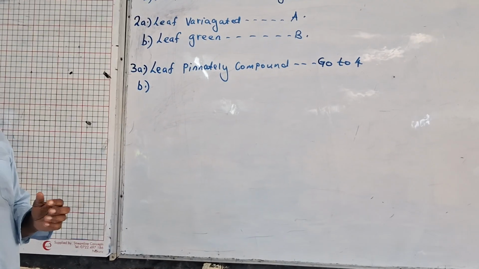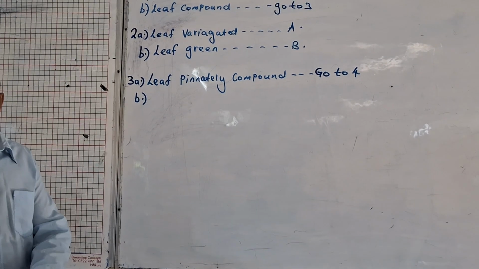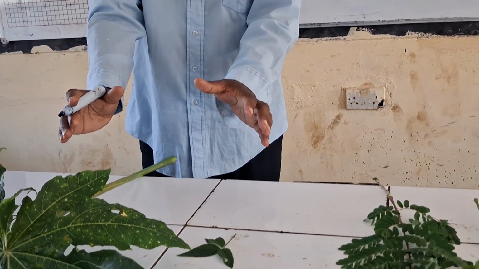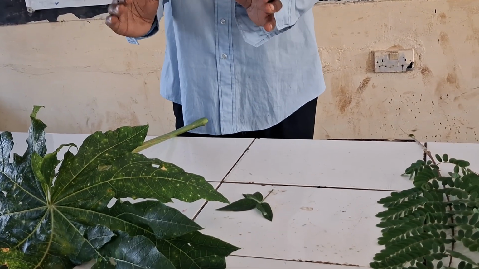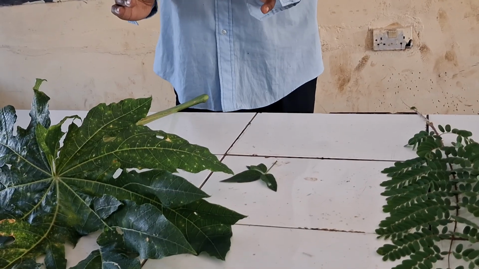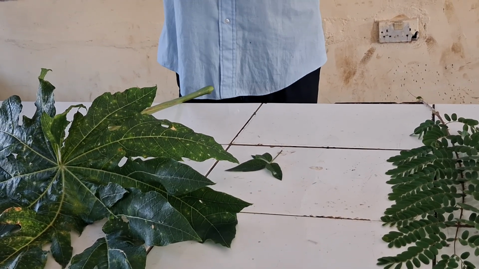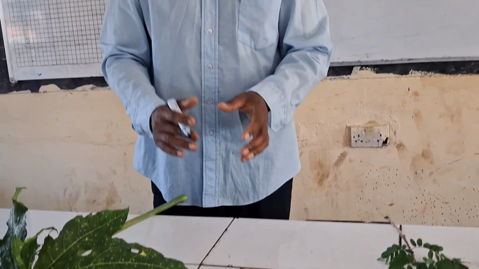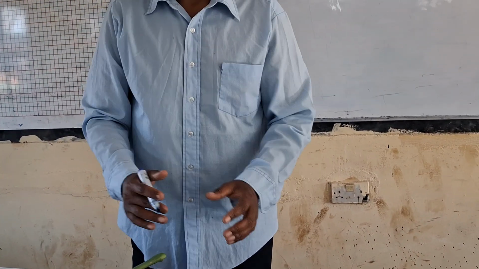Those which are pinnately compound are those ones. What about these others? Are these ones pinnately compound? No. We are not supposed to use negative statements as much as possible. We try to avoid negative statements as much as possible, unless when it is not avoidable.